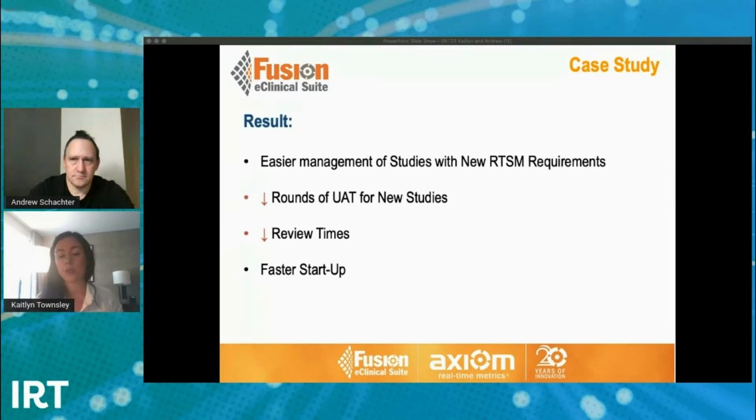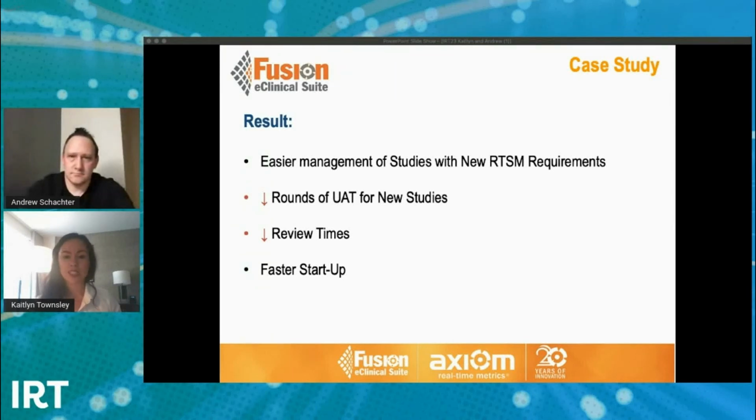So what happened? Because of our standards, what we found is that the sponsor had a much easier management of studies with new RTSM requirements. We found that there were decreased rounds of UAT for new studies. This was so critical for this client. In their initial UATs for their projects, they required their IT team to be involved, their QA team to be involved, their clinical team to be involved, and their RTSM team to be involved on their side.